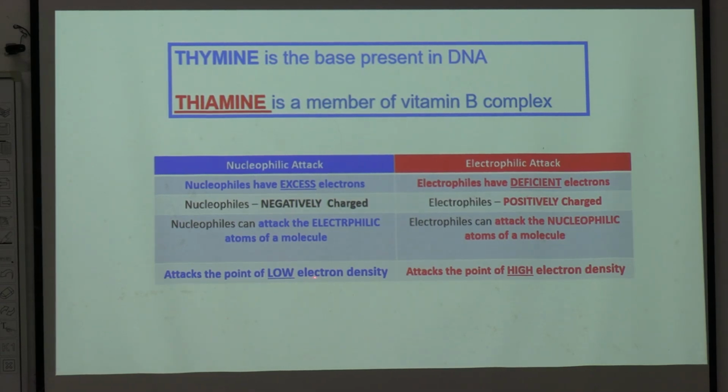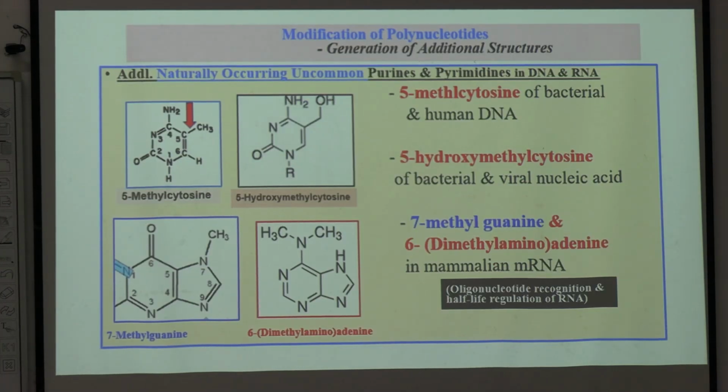It attacks the low electron density because nucleophiles have excess electrons. Similarly, electrophiles are positively charged and have deficient electrons, so they attack the nucleophilic atoms of a molecule, the sites with high electron density, because they are deficient in electrons.